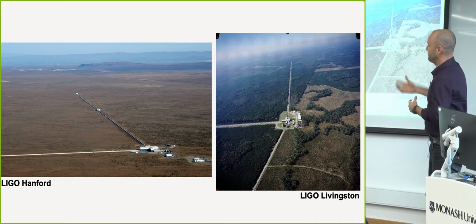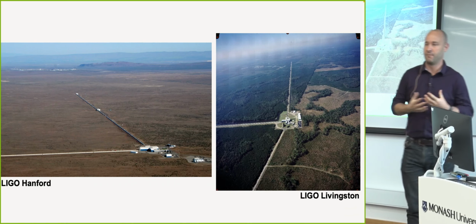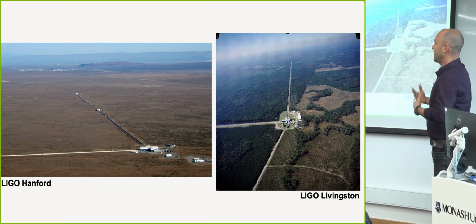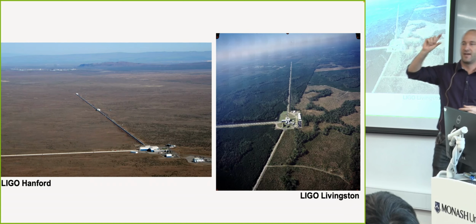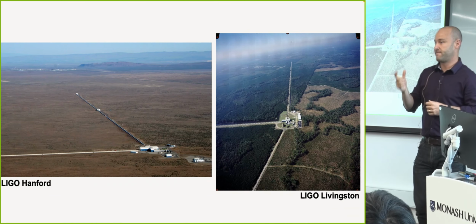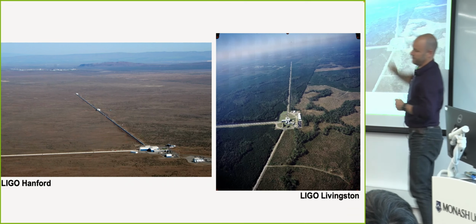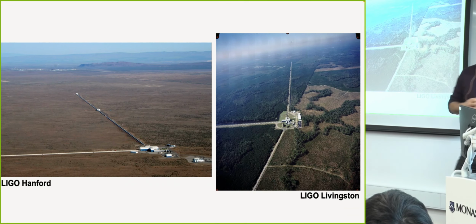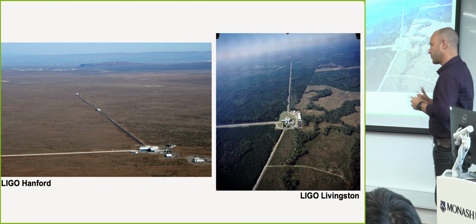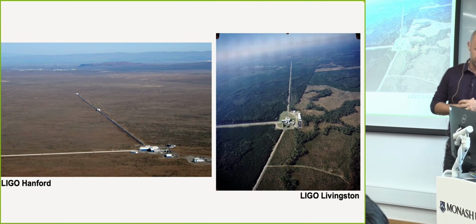These are huge facilities that have 4 kilometre long arms. It's an interferometer. Lasers get shot up and down these arms to measure minute differences in the distance of those arms, in fact, a differential distance between the two perpendicular arms. I'm not going to go into too much detail about how the experiment works. Happy to answer questions about it and talk about it at length over coffee afterwards.